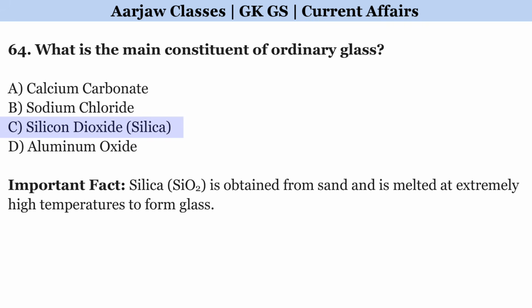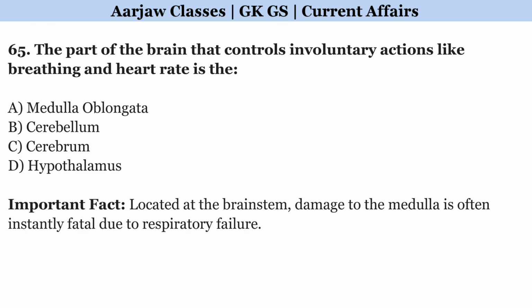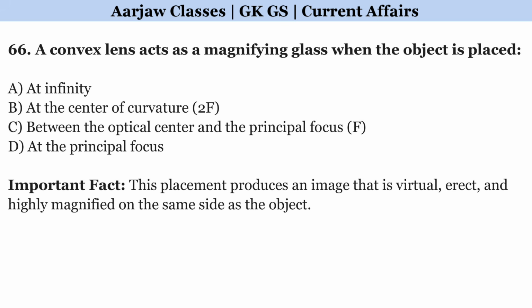Right option is C. Silicon dioxide or silica. The part of the brain that controls involuntary actions like breathing and heart rate is the? Right option is A. Medulla oblongata. A convex lens acts as a magnifying glass when the object is placed?